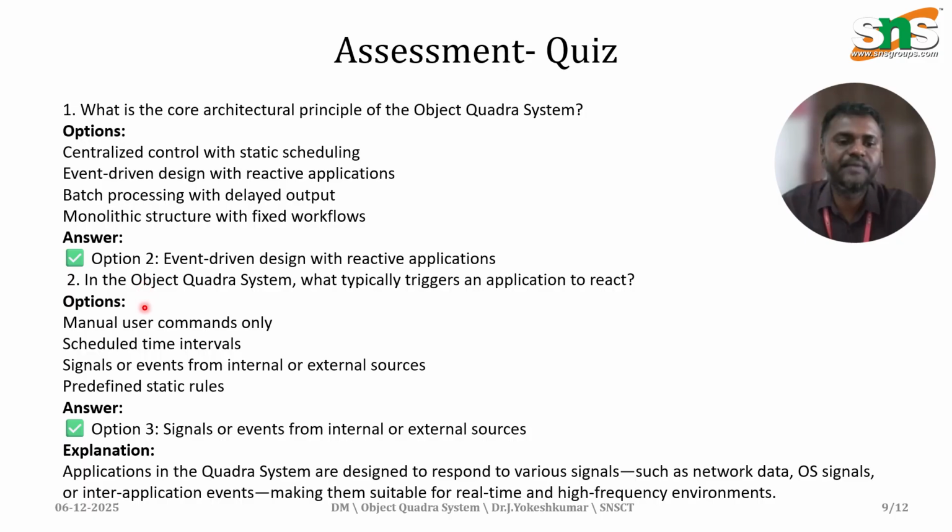And the second question: in the object quadra system, what typically triggers the application to react? The options are manual user command only, scheduled time intervals, signals and events from internal and external sources, and predefined static rules. The answer is option 3, signals and events from internal and external sources, because the application of the system is designed to respond to various signals and events.